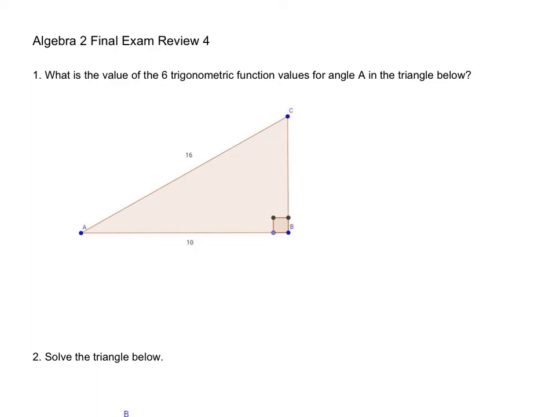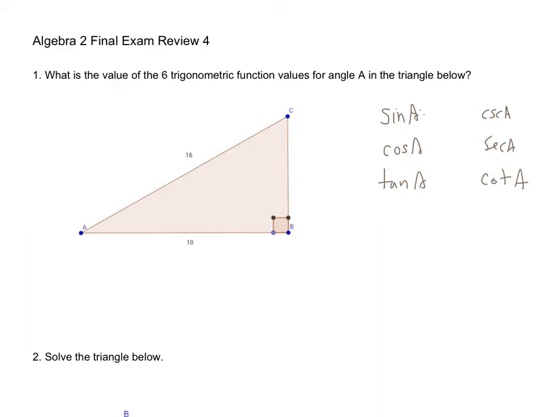Okay, let's look at a couple problems from our last review that goes over the last chapter we just did, which was the trigonometry. So the first question says, what is the value of the 6 trigonometric functions for angle A in the triangle below? So we want to know what is the sine of A, what is the cosine of A, what is the tangent of A, and then what are their flips, so the cosecant of A, the secant of A, and the cotangent of A.